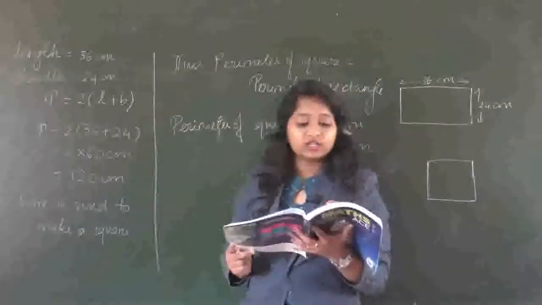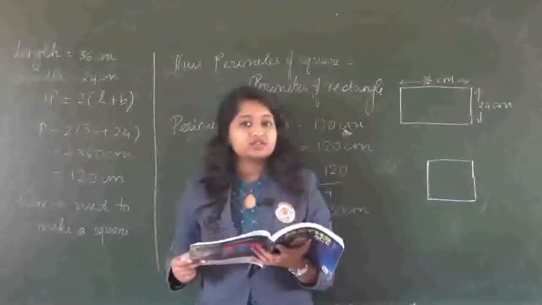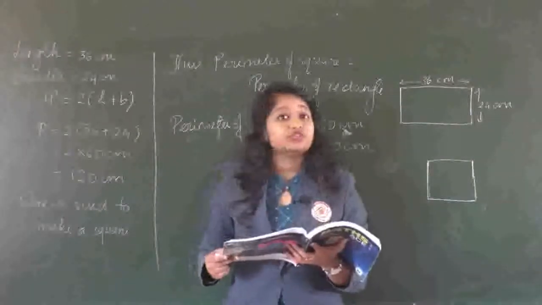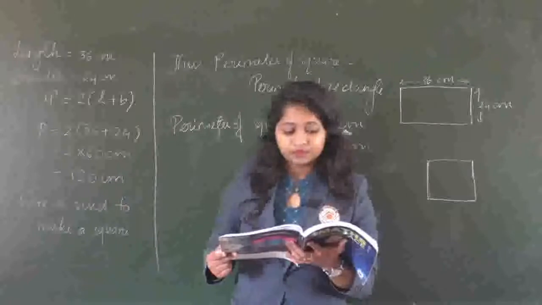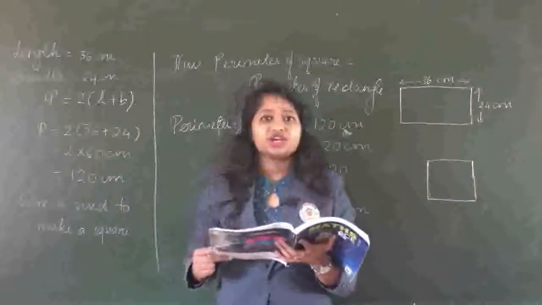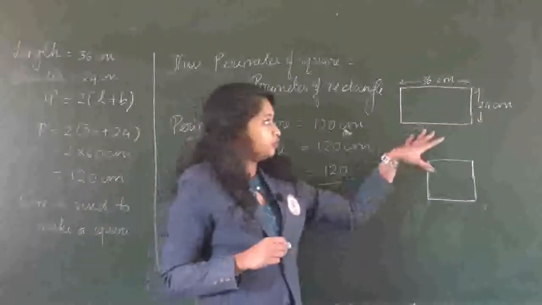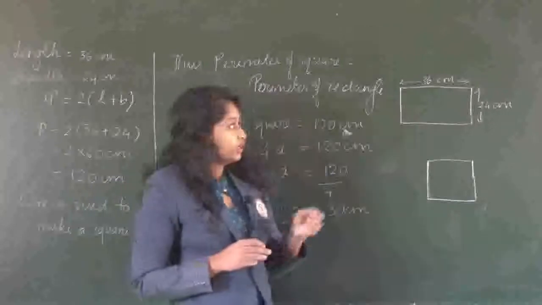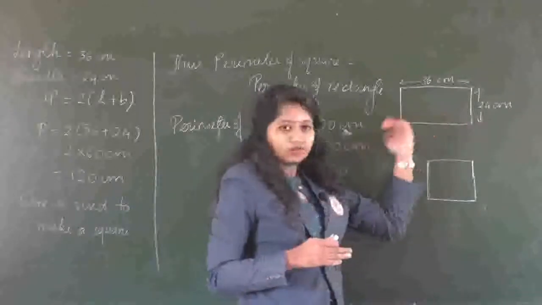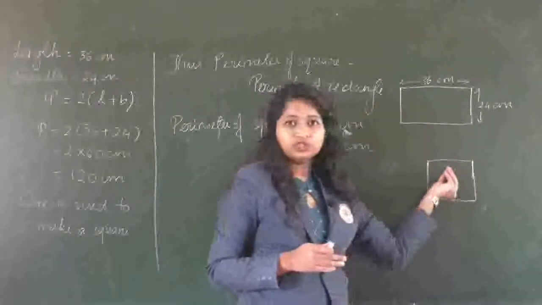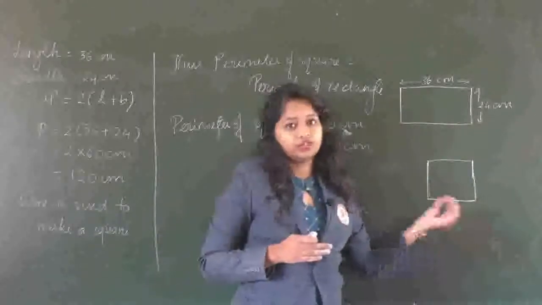Here I have a question. A wire is in the shape of a rectangle having length 36 centimeter and breadth 24 centimeter. If the same wire is used to make a square, what will be the length of each side of the square? So we have a wire in the shape of a rectangle, and the length and breadth of the rectangle are given, and the same wire is again made into a square. And the question is to find the side of the square.